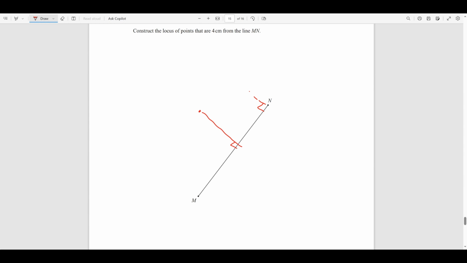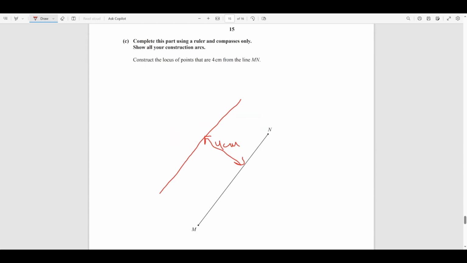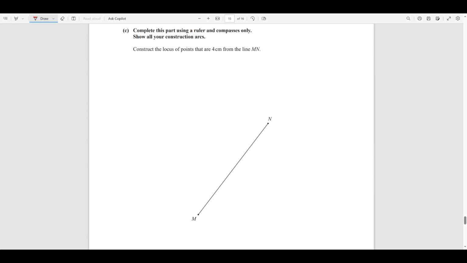You will have to create a line perpendicular to MN, right? You can do this by using a set square. Make a line which is exactly 4 centimeters away. All right, and that's how you do it. You can use a set square if you want, or a pair of compasses or whatever. So what you need to do is draw a line equal to the length of the line MN, such that the distance between these two lines is 4 centimeters. Okay, how will you do it practically?